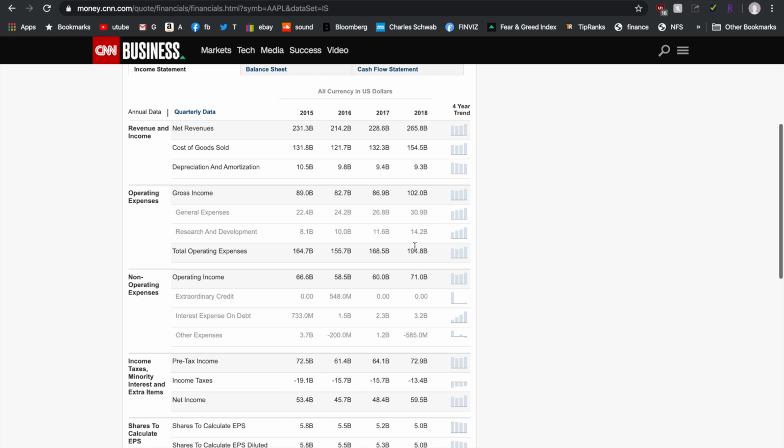expenses pretty low. So their operating income, which is the next line down, is actually very high relative to other companies that may be putting more money into their research and development, which would thereby decrease operating income. Other things we have here are credit, interest expense, and other expenses. These are minor figures, so we don't really need to worry about them too much.